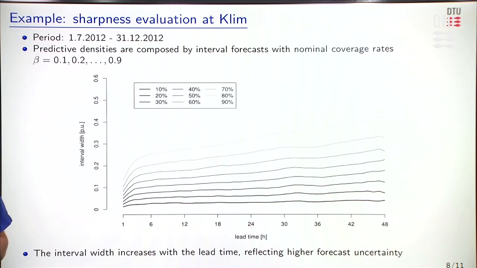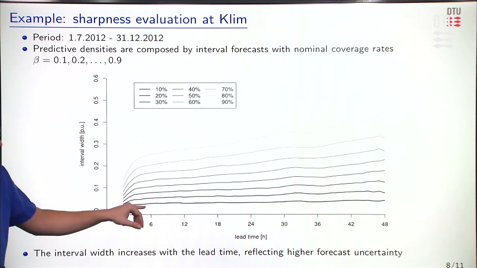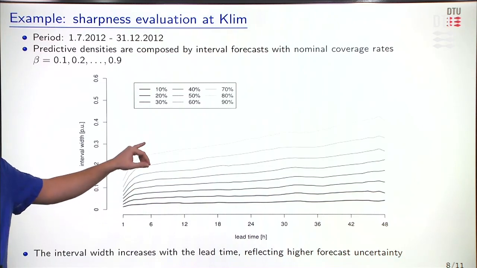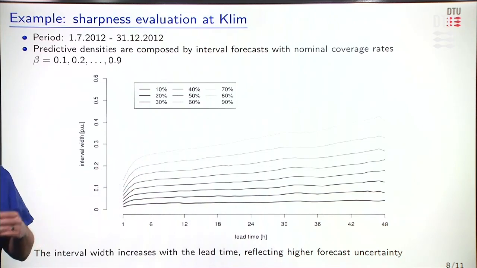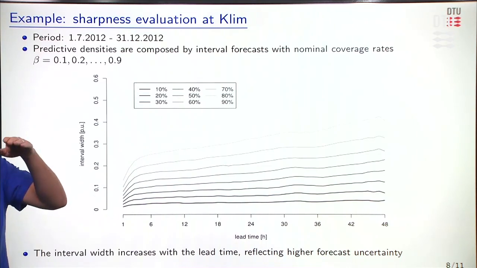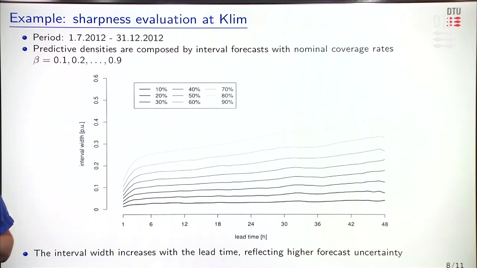Here the interval width increases with the lead time, so that reflects there's higher forecast uncertainty as we look further in the future. But also, something that is intuitive, the width increases as the empirical or nominal coverage rate increases, which is also intuitive. If your probabilistic contract would be that you cover the observations more often, obviously you need to have wider intervals.